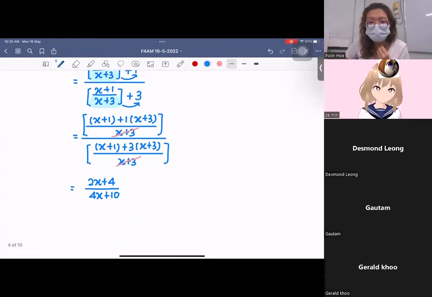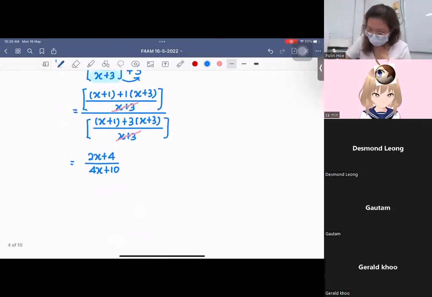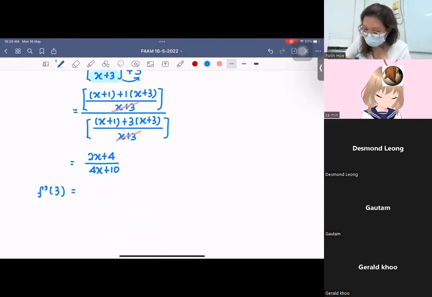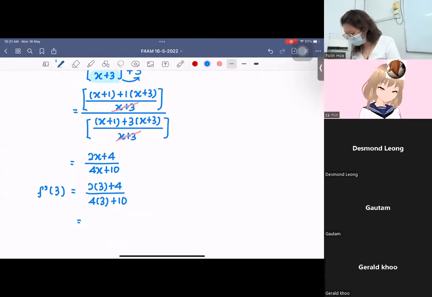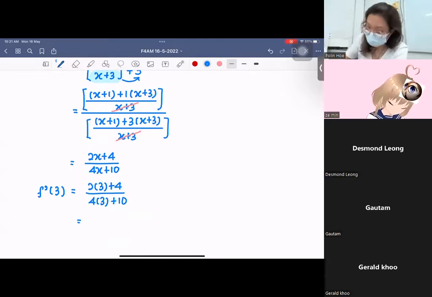Wait. Why? x plus 3x is 4x, 1 plus 9 equals 10. And the question asks you to find f(3). So you substitute 3: 3 plus 4 over 4, 3 plus 10. You will get 5 over 11.